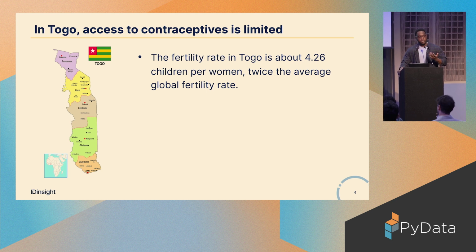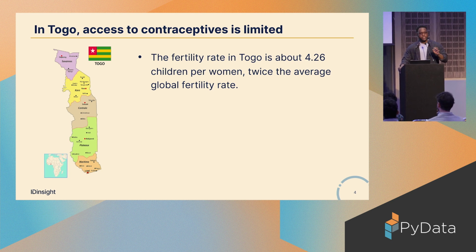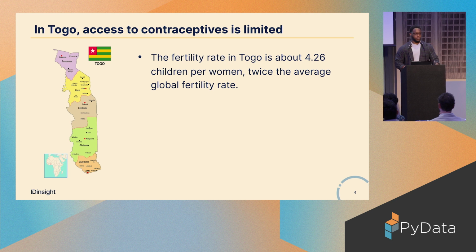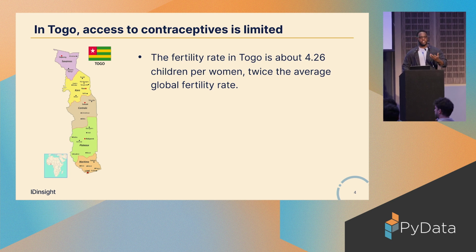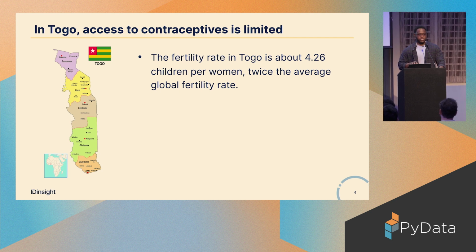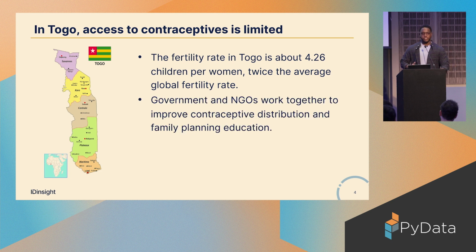And mostly high fertility rate means closed-space birth. And what does that mean? That could lead to issues with both the mothers and the children. And in most third world countries, a high fertility rate is due to low access to contraceptives and to family planning resources. And the governments and different NGOs are working together to improve the contraceptive distribution as well as access to family planning.